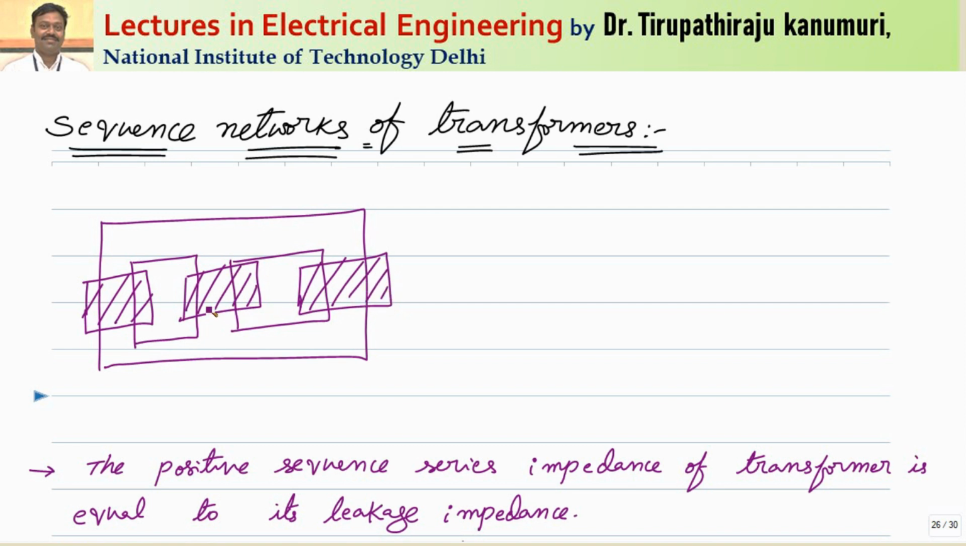Both the LV and HV windings are kept on the same limb, one above the other. So generally they are placed like this. And second, the transformer is a static device. Because it is a static device, the leakage impedance does not change and does not depend on the sequence in which we are giving the voltages.